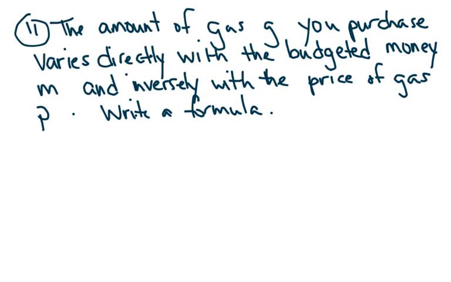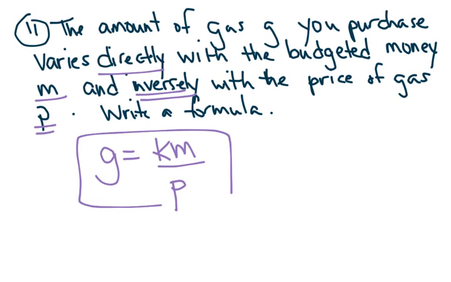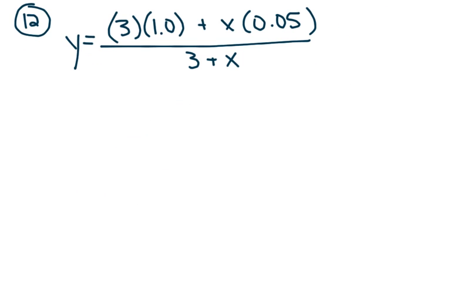Number 11 says the amount of gas G you purchase varies directly with the budgeted money M and inversely with the price of gas P. Write a formula. All right, that's going to mean G is equal to K. Now let's go back through the problem. It says it varies directly with the budgeted money M. So there's my direct variation. And inversely with the price of gas P, which means it's over P. So the equation must be G is equal to KM over P.